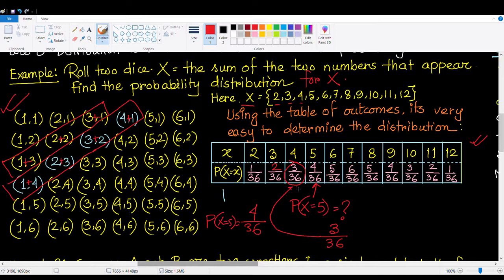In this way, we have prepared the whole table. I hope you can do it by yourself. And this chart is called the probability distribution for X.